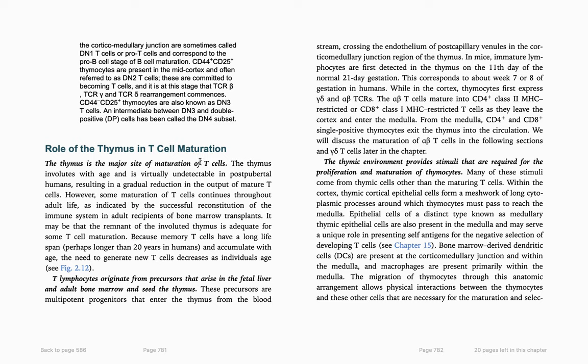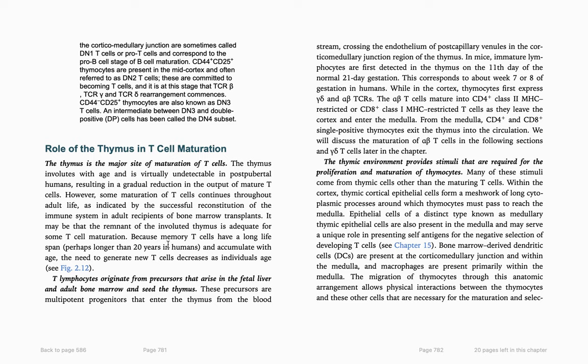Role of the thymus in T cell maturation. The thymus is the major site of maturation for T cells. The thymus involutes with age and is virtually undetectable in the postpubertal human, resulting in a gradual reduction in the output of mature T cells. However, some maturation of T cells continues throughout adult life, as indicated by the successful reconstitution of the immune system in adult recipients of bone marrow transplants. It may be that the remnant of the involuted thymus is adequate for some T cell maturation.